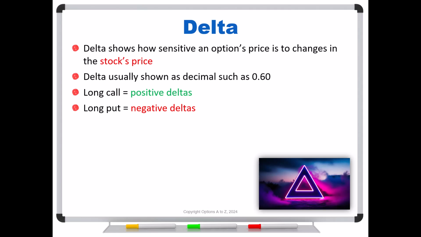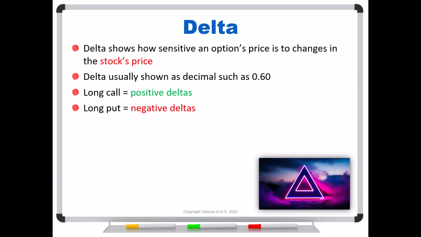So if you have 50 deltas in your long option, that option right now is behaving like 50 shares of stock. And of course, that's going to change as other factors change. But right now, with a 50 delta, it's behaving like 50 shares. If you have a long put, it's going to have negative deltas. Because if your put option has, let's say, negative 50 delta, it's behaving like short 50 shares. That's what the negative sign means.